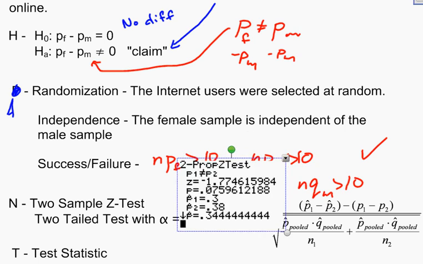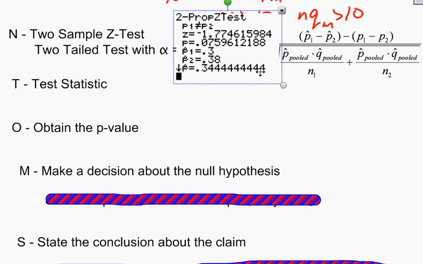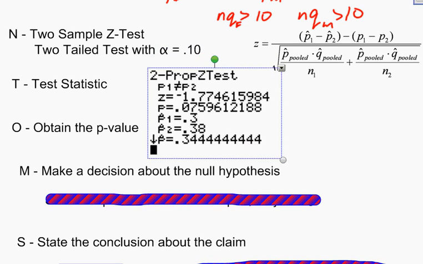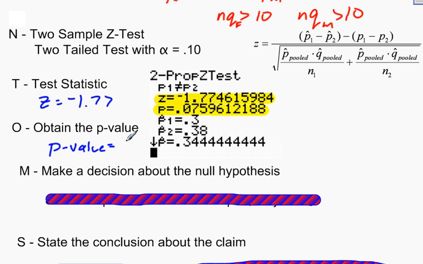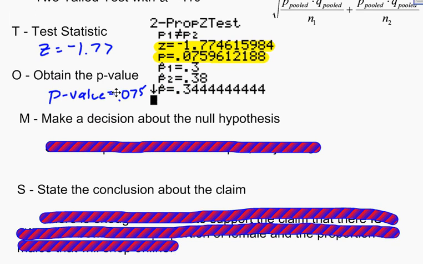So let me grab this and bring this down to where I can label it. I'll make it a little bit bigger here. But here it is. This z is my test statistic, and this p right below it is my p-value. So I now know that my test statistic z is equal to about negative 1.77, and I know that my p-value is equal to 0.075.